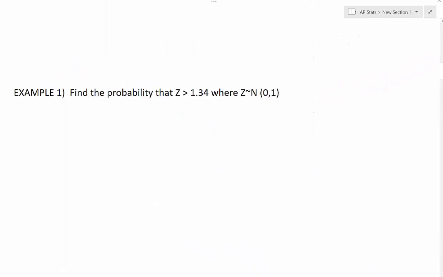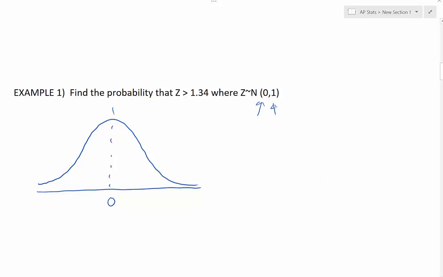Okay, let's use the tables to work out example 1, find the probability that z is greater than 1.34. So whenever we're doing a normal question, you really should sketch the curve and make sure you have a clear indication of what's going on. The mean is 0, and the standard deviation is 1. The standard deviation is the distance to the point of inflection, the change in curvature of the curve. So this is at 1. So 1.34 is further out.